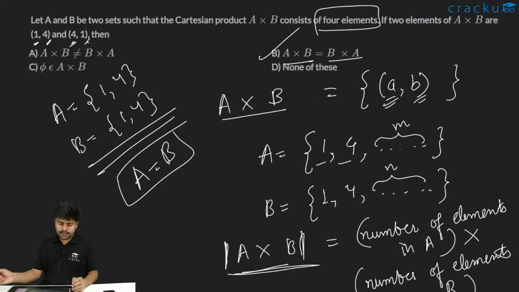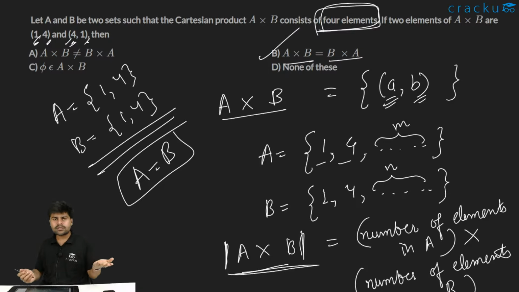You can instantly recognize that if there are 4 elements, it has to be 4 times 1, or 2 times 2, or 1 times 4, that's only possible. But here we are told that there are 1 and 4 in A, 1 and 4 in B. So two elements each are both in A and in B. So there are at least 2 elements in both. So there is only one possibility, 2 times 2.